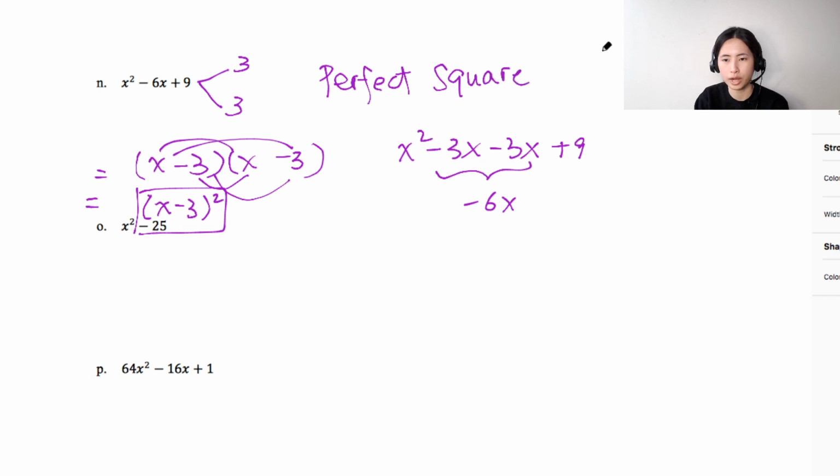A perfect square trinomial is a trinomial because there are three terms, and perfect square because of this: it's x minus 3, and then you square that.